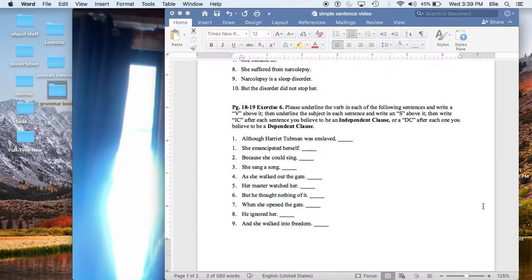So if you're looking at exercise 6 on page 18 and 19, number 6 begins with but he thought nothing of it. And that's perfect. That's an independent clause. It can stand on its own. Same with number 9. And she walked into freedom. Right? That's a perfect simple sentence. It can stand on its own. Walked is your verb. She is your subject. And you can start with and. It doesn't leave you hanging in any way.